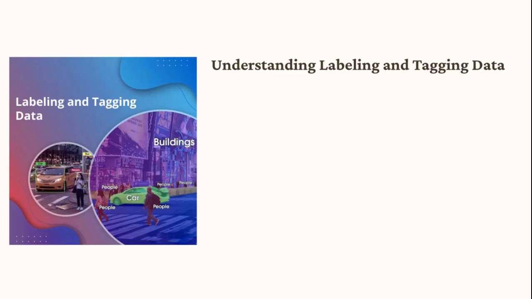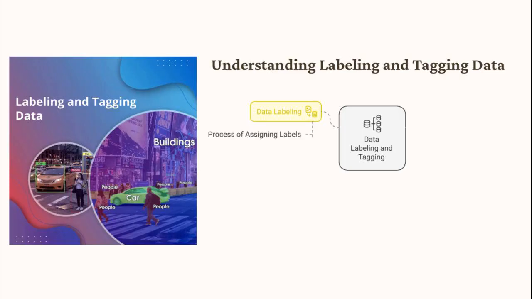That's where labeling and tagging data come in. Data labeling is the process of assigning meaningful information or categories to data. Think of it as adding a name tag or label to each piece of data so you can identify what it is.